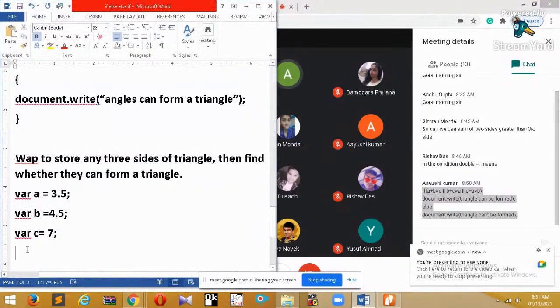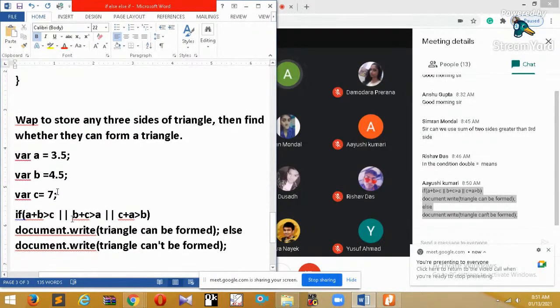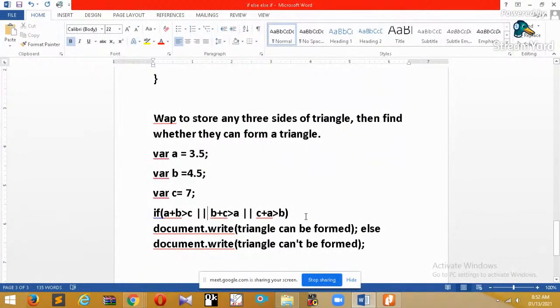Okay, so here is the condition. Let me format it. Okay, so now let me discuss this part. She has written an absolutely correct answer, just one slight mistake is there. Obviously it is a very important part. We have to store any three sides of a triangle, then find whether they can form a triangle. So logic is that, listen very carefully, sum of any two sides is greater than the other third side.